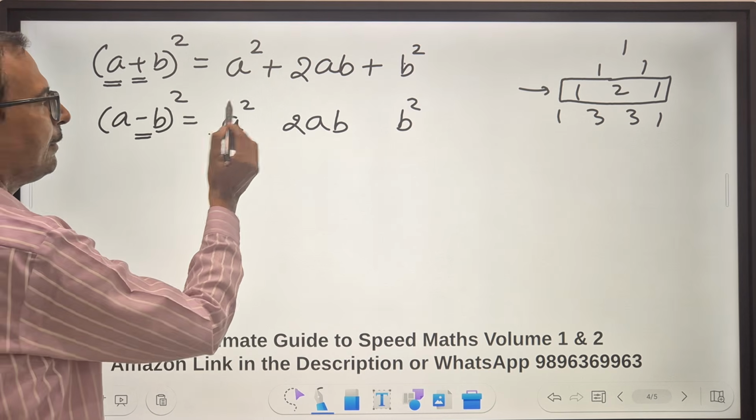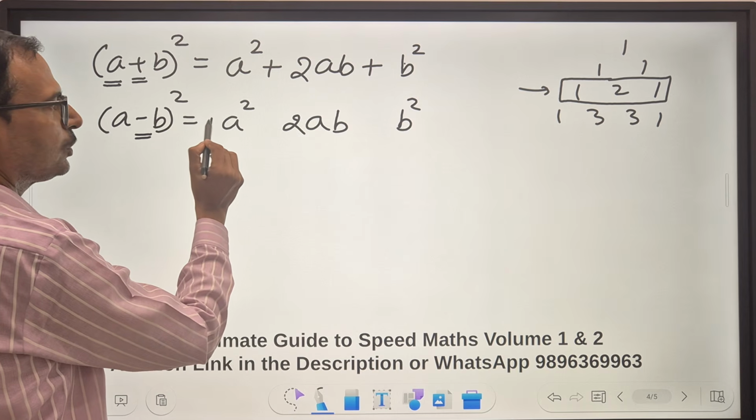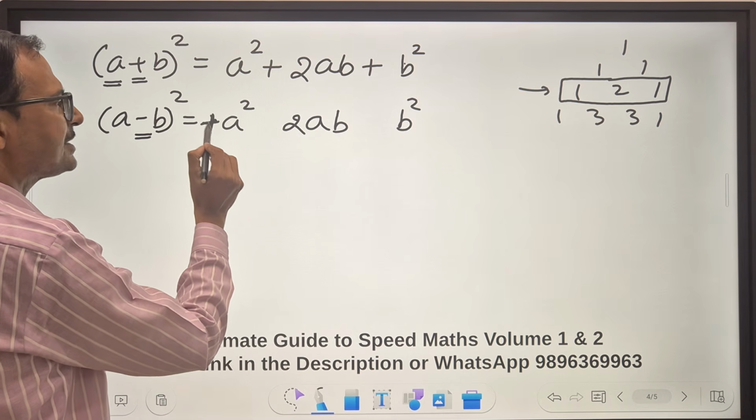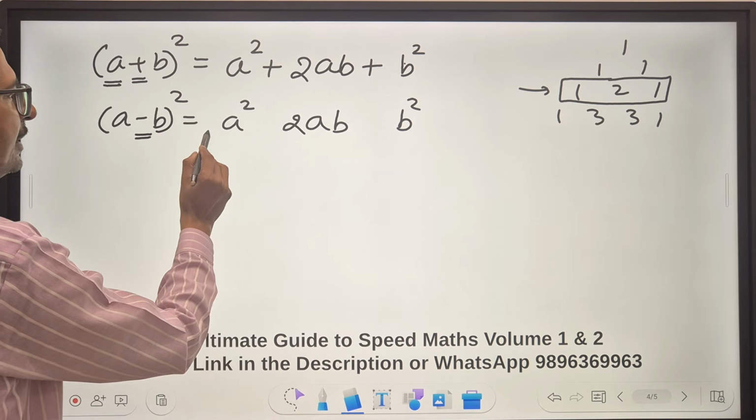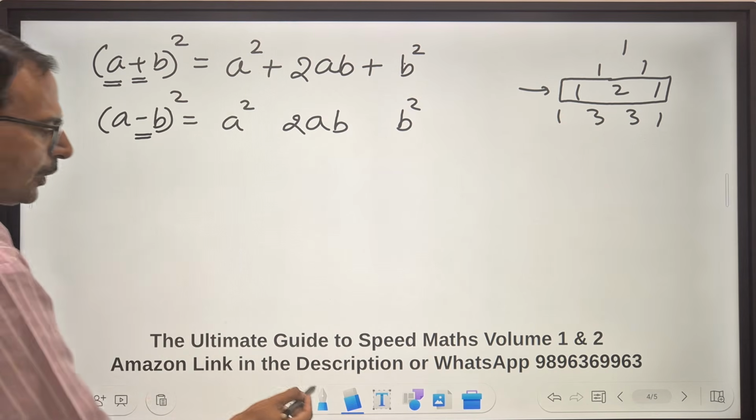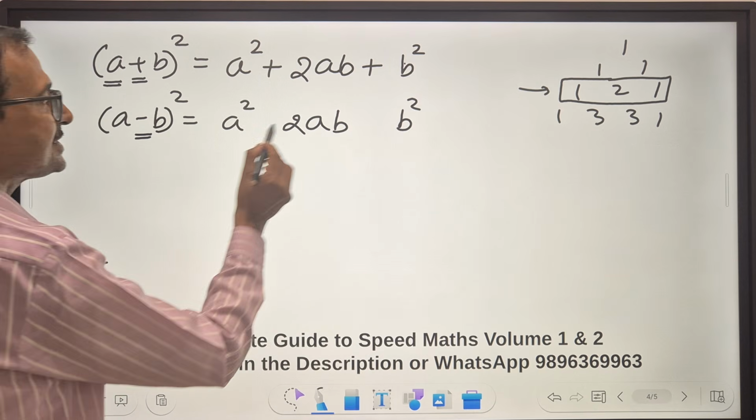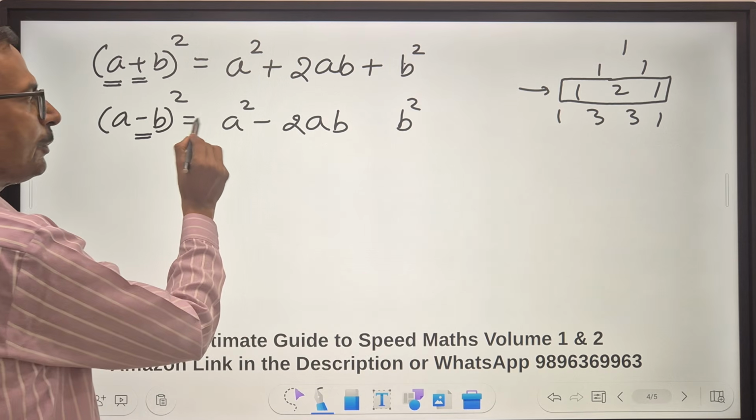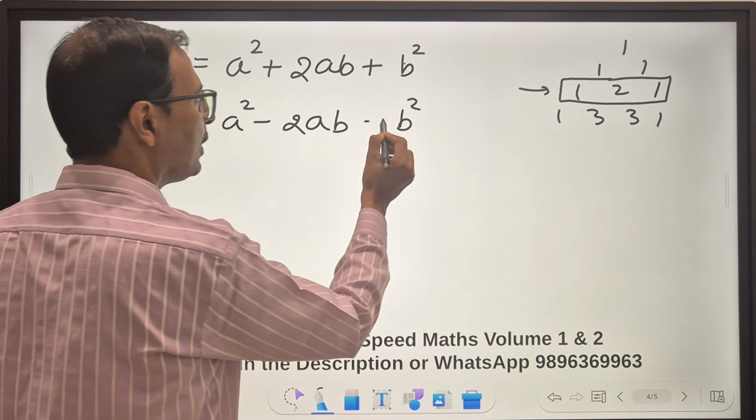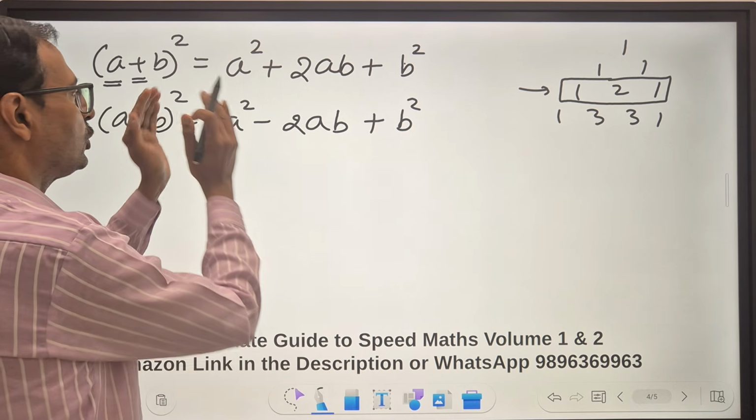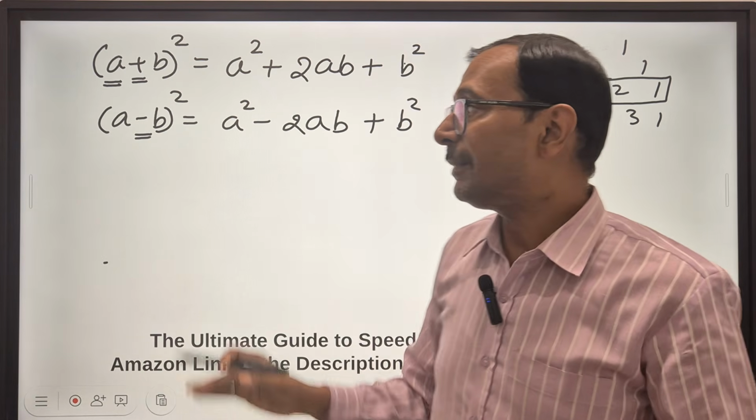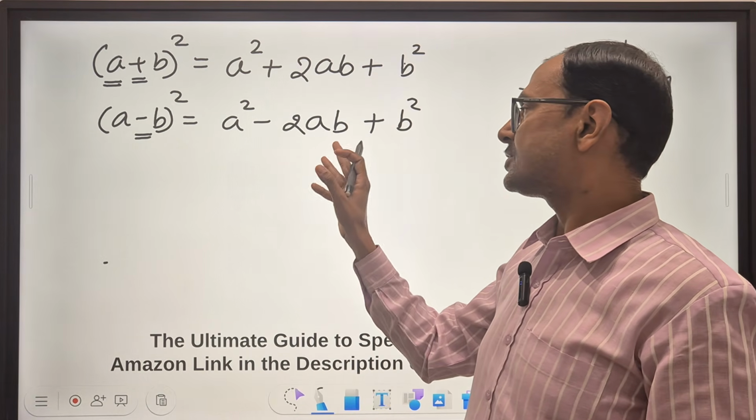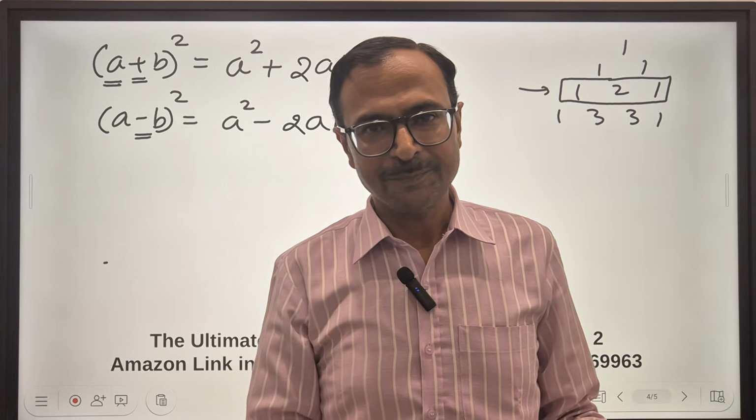The first term is positive, so I don't need to write a plus here. Even if I write a plus, it's okay, but normally we don't do it. It's not required. Next up, the second term will be negative. So positive, negative, positive. Alternate, you have to put positive and negative signs to get the correct identity. So a minus b whole square is a square minus 2ab plus b square.